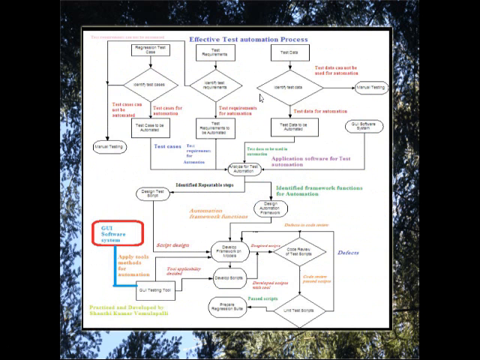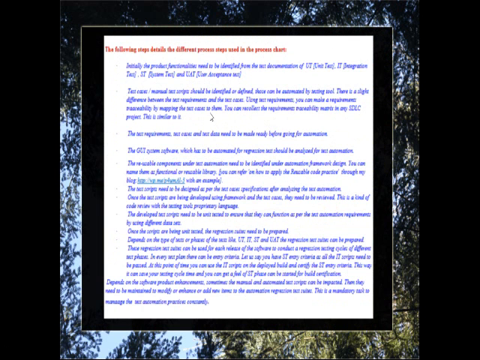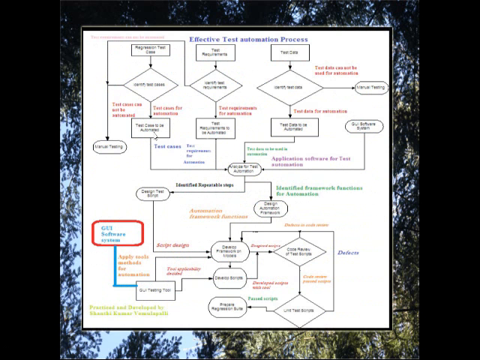Let us see the second part. Test cases, manual test scripts should be identified or defined. Those can be automated by a testing tool. It means we have seen in the manual process from the previous, this is the process we are talking about there. There is a slight difference between test requirement and the test cases. Obviously we have discussed that. Using these test requirements, you can make a requirements traceability by mapping the test cases to them. You can recollect the requirements traceability matrix in any SDLC project. This is similar to it.